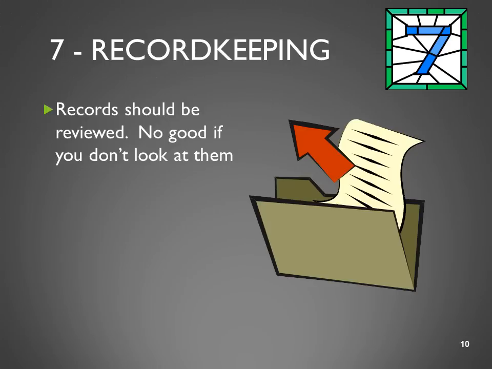And the seventh principle is record keeping. In the court of law, they don't care what you say you do. Unless you wrote it down, you didn't do it. So record keeping is a big thing in HACCP.